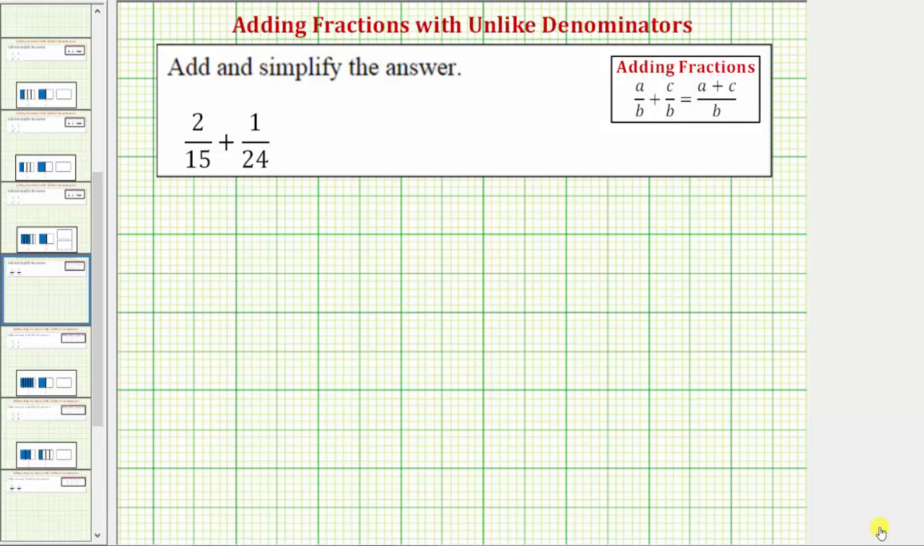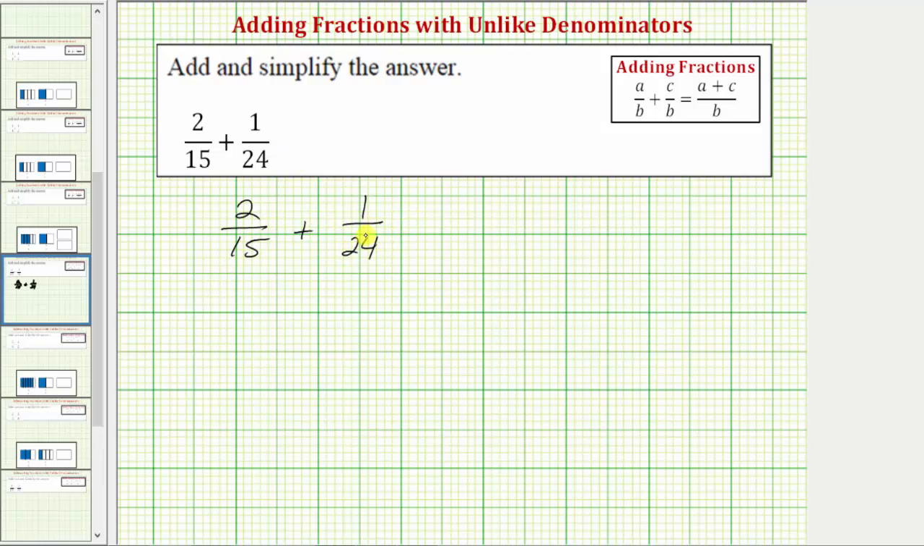Welcome to an example on how to add two fractions with unlike denominators. The main thing to remember is that when we add or subtract fractions, we must obtain a common denominator. The reason we must obtain a common denominator is so that we add or subtract parts or pieces of the same size. So here we have 2/15 plus 1/24.